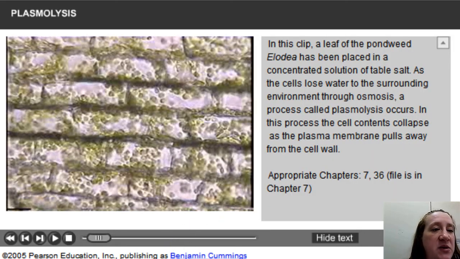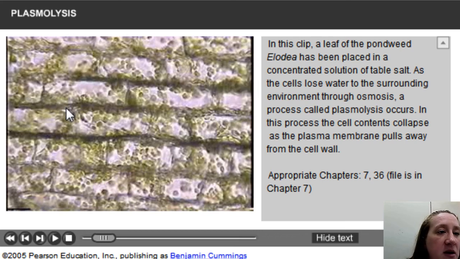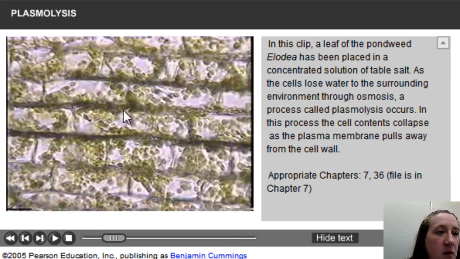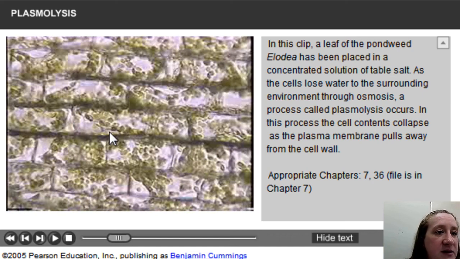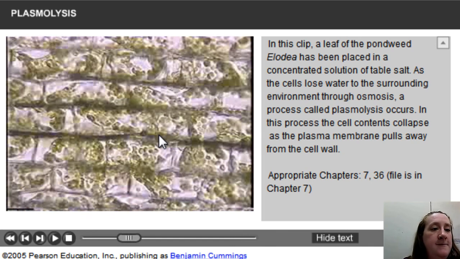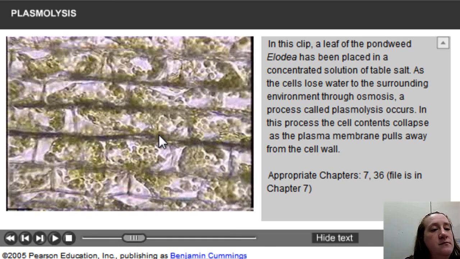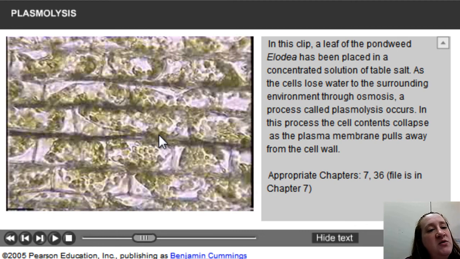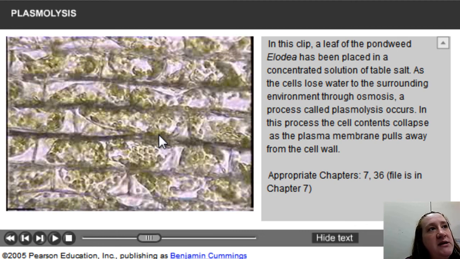Okay, so here it's playing, and you can see each brick is its own cell. So focus on just this brick right here. Let's see what happens. It happens really slowly, so you might not really be noticing anything right now.